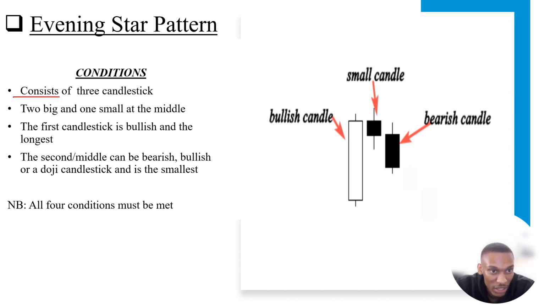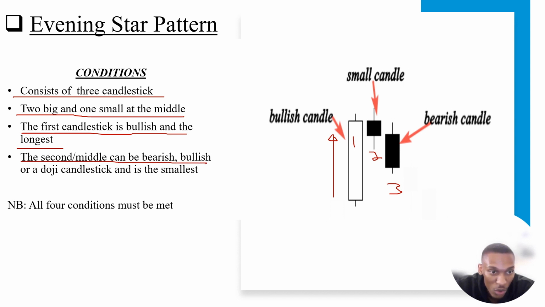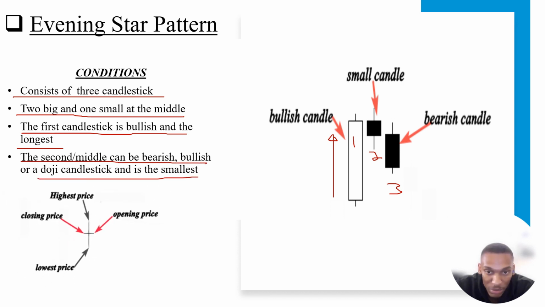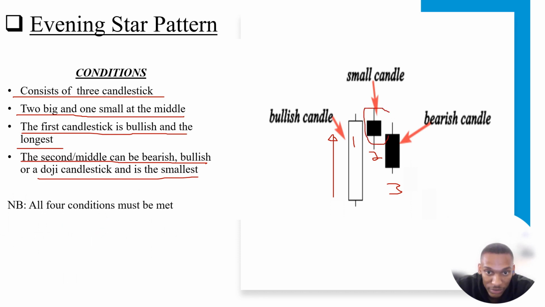So the first condition, it consists of 3 candlesticks: 1, 2, 3. 2 big and 1 small at the middle. Same thing, the first candlestick is bullish in this case, not bearish, and is the longest. The third is also bullish in this case, and is the longest. The fourth condition, the second or the middle candlestick can be bearish, bullish, or a doji candlestick, and it is the smallest, which is this one.